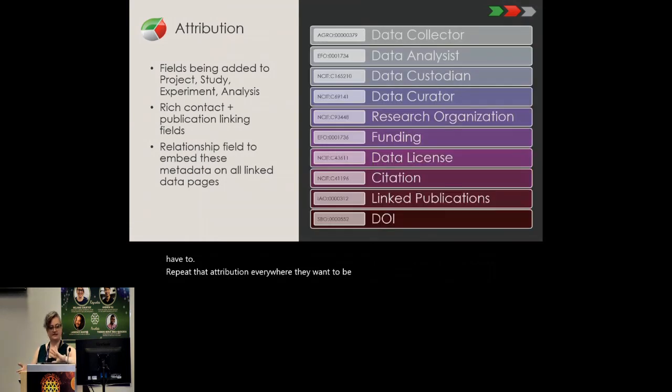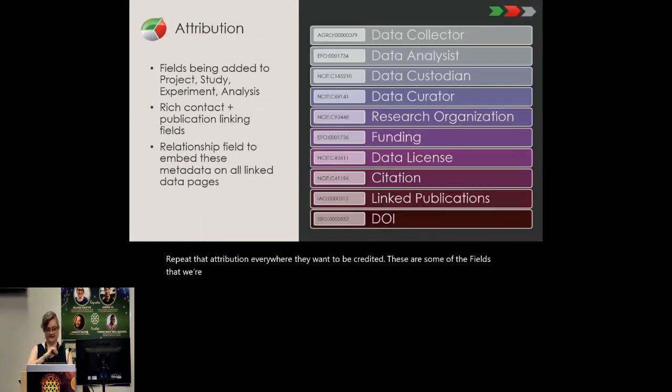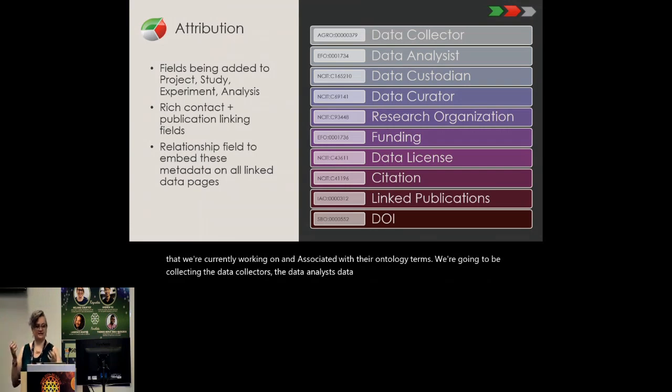These are some of the fields that we're currently working on and associated with their ontology terms. We're going to be collecting the data collectors, the data analysts, data custodians. The custodian is usually the PI, the person that is sort of the long-term person you contact. Data curators, people who actually worked on cleaning up that data and making sure that they get the credit they so rightly deserve. Research organizations that are sort of housing things, funding, data license, so important.